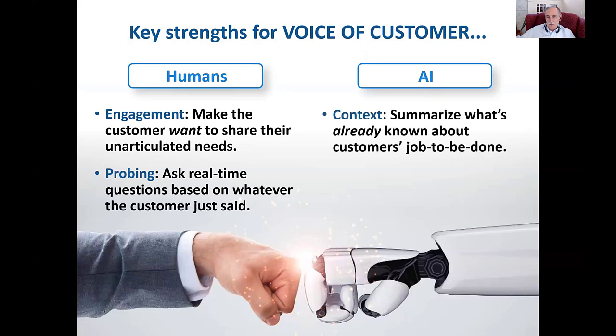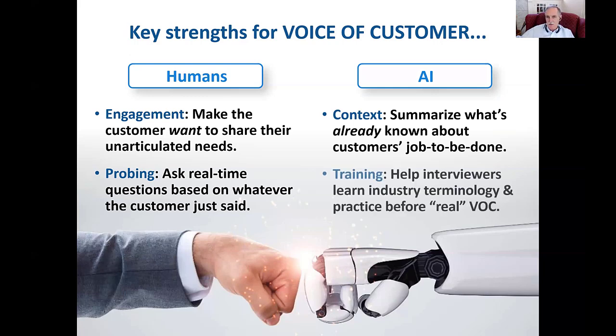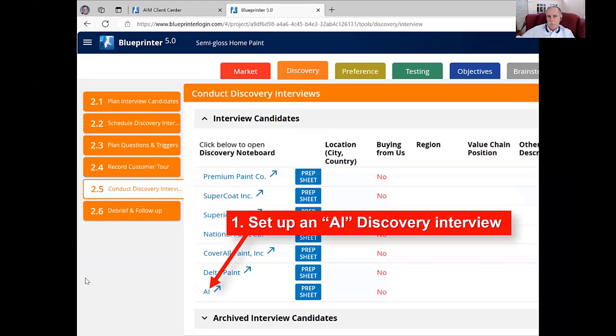Now, what's AI good at? They're really good at context. Man, there's all this stuff that's been known somewhere, and they can scrape that all up and remind us what that is. And they can even help us get some training by practicing. So let's take a look at an example.